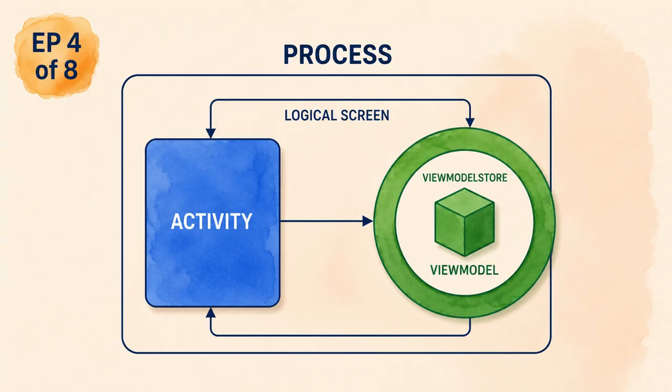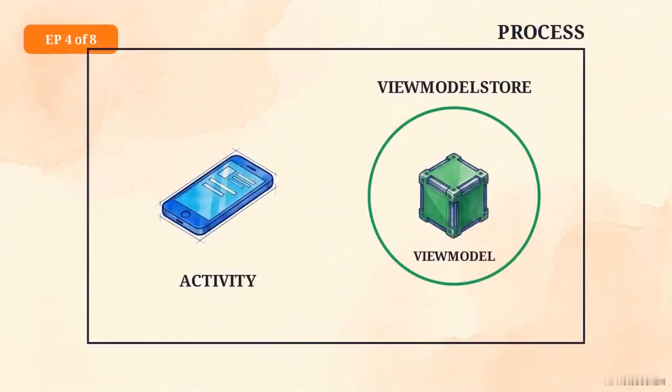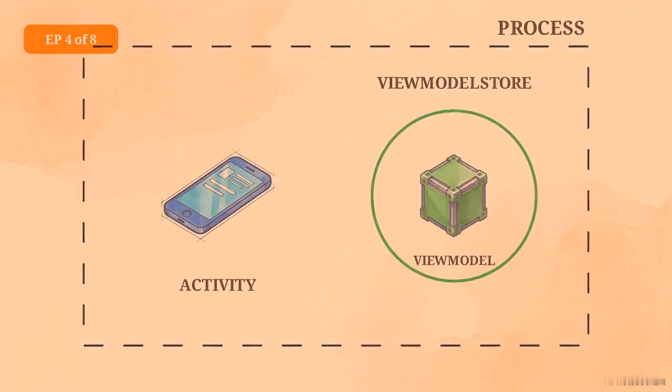The defensive structure is now complete. The view model holds state, the store preserves it, and the logical screen defines its lifespan. However, there is an absolute limit, an event that bypasses all these defenses simultaneously. That event is process death. This occurs when the operating system terminates the app in the background to urgently reclaim system memory. Everything dies at once. There is no ViewModelStore left in memory to ask for data upon return.